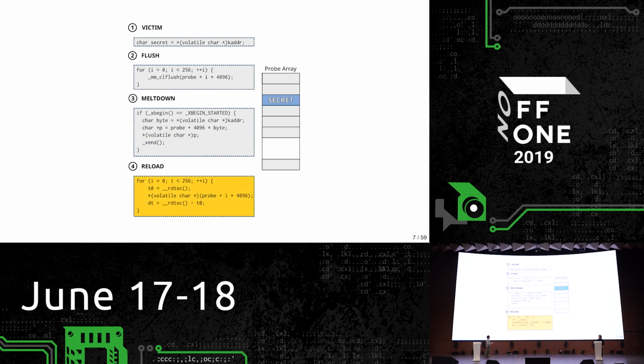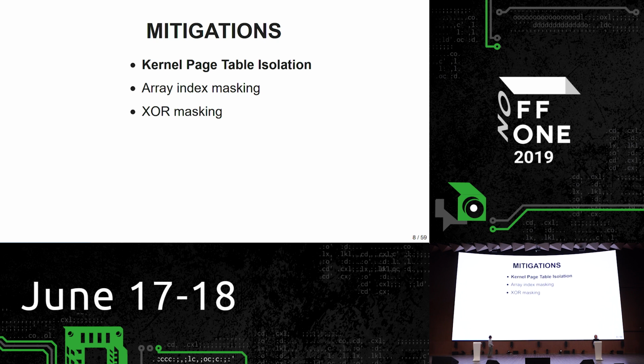Now they do the fourth step, which is reloading. They access every entry. The first one is slow, the second one is slow, the third one is fast. What this means is that the byte they actually leaked from the kernel address is byte 0x3, for instance. So how did they mitigate this?